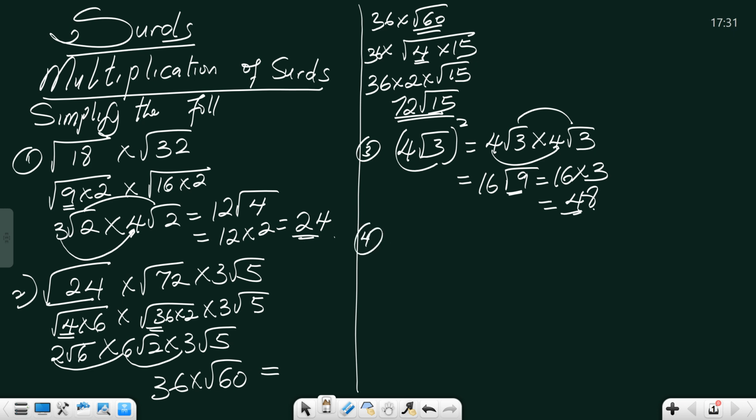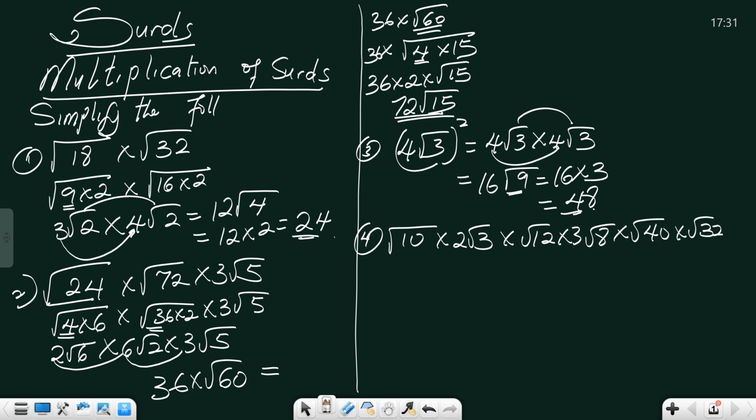Now let's look at one more here before we move away. So number 4. In this number 4, I have root 10 times 2 root 3 times root 12 times 3 root 8 times root 40 times root 32. Wow, this one looks very lengthy. So let's break it down one after the other. I cannot break this one down, and this one has already been broken down.